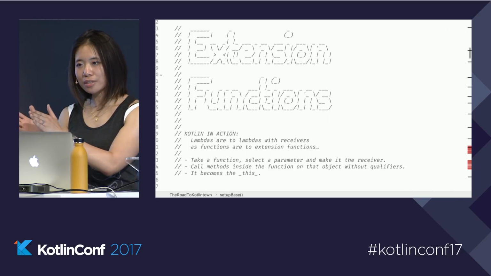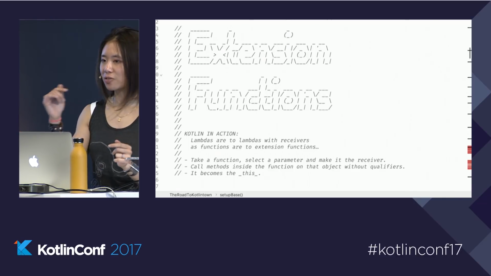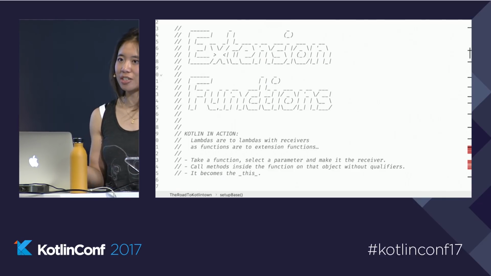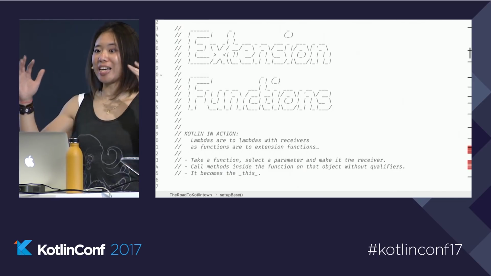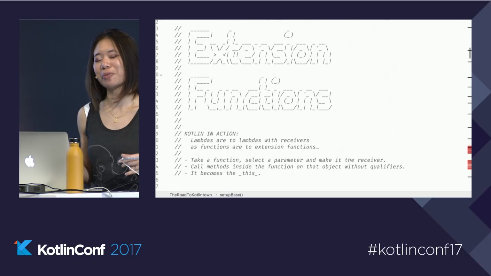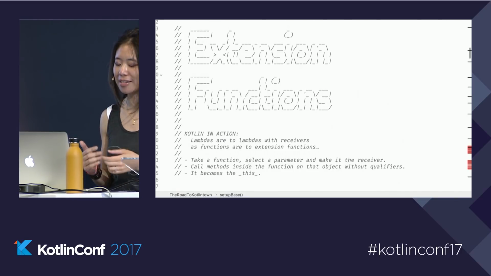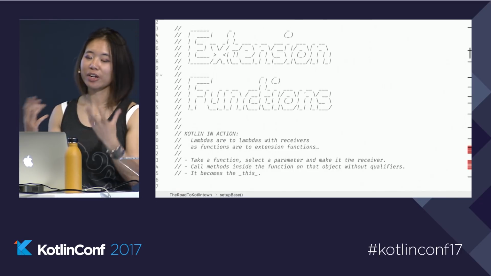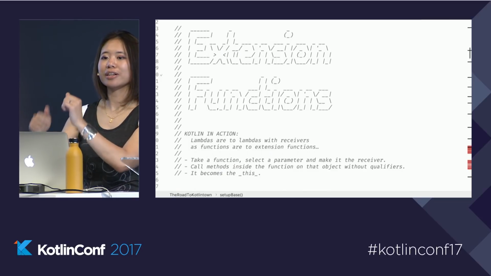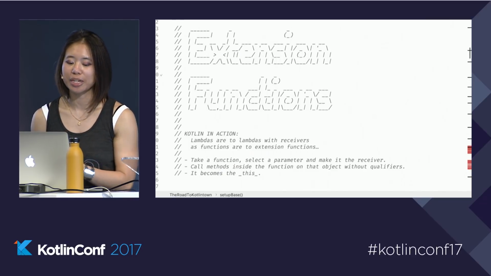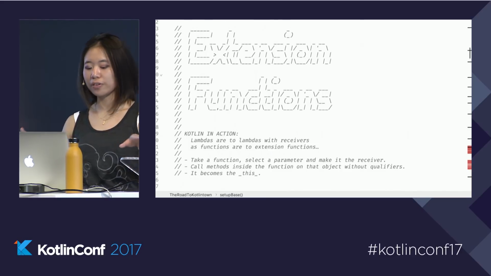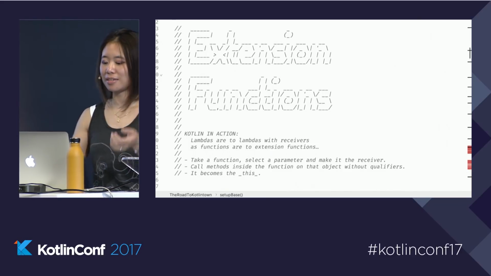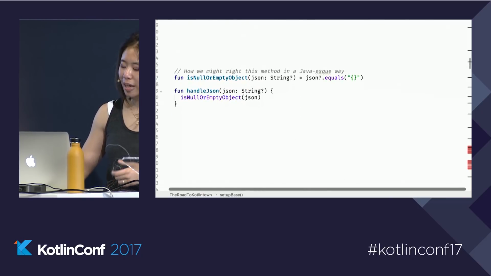Lambdas are to lambdas with receivers as functions are to extension functions. And it's this whole idea of adding this special status for a parameter, right? It's like elevating that parameter to a receiver object status. And that's what an extension function is. You take a regular function, you take that first parameter, give it that superpower to be a receiver object, and you can now call methods on that object inside of that function without any qualifiers, and it becomes the this inside of there.